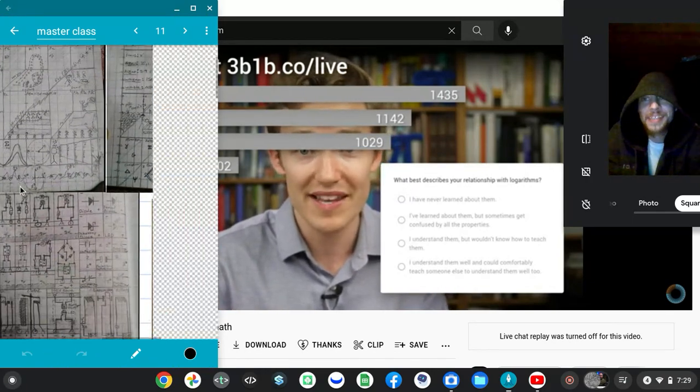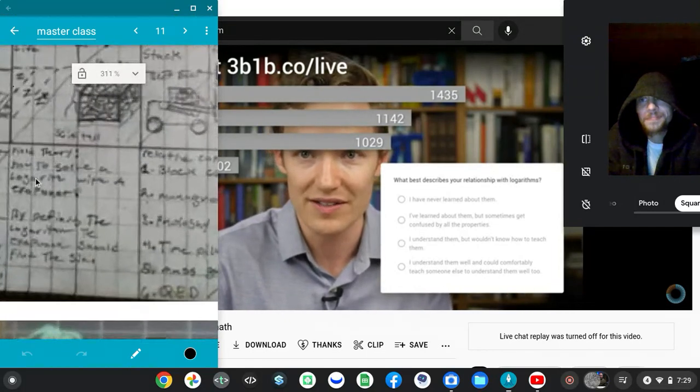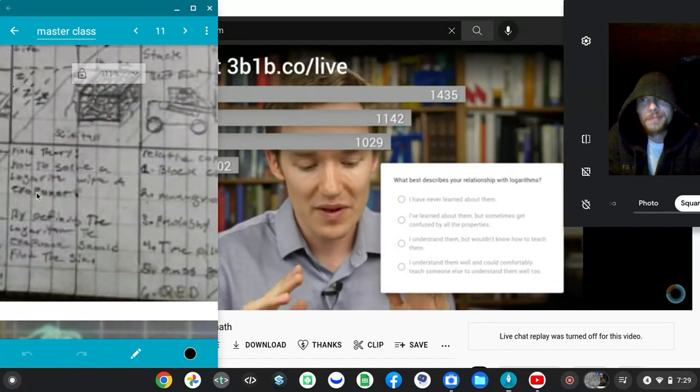Don't let that be intimidating. Don't let that be something that indicates you should be able to solve the logarithm of an exponent. Yeah, here we go. Getting the right answer. You should be able to solve the logarithm with an exponent.